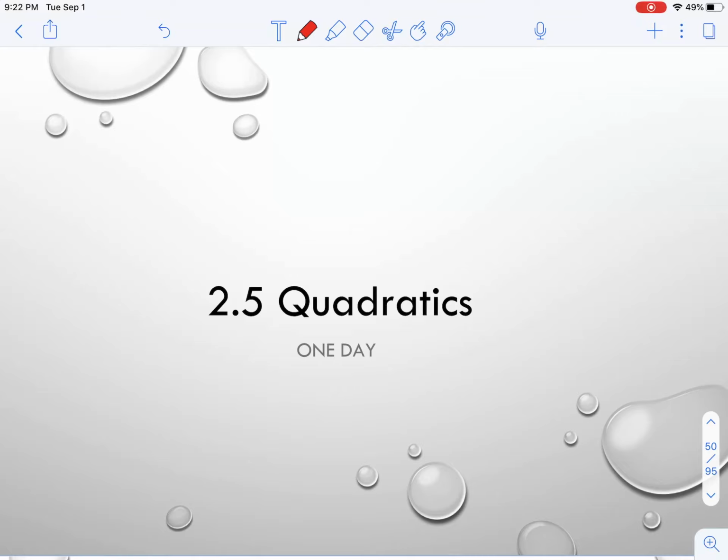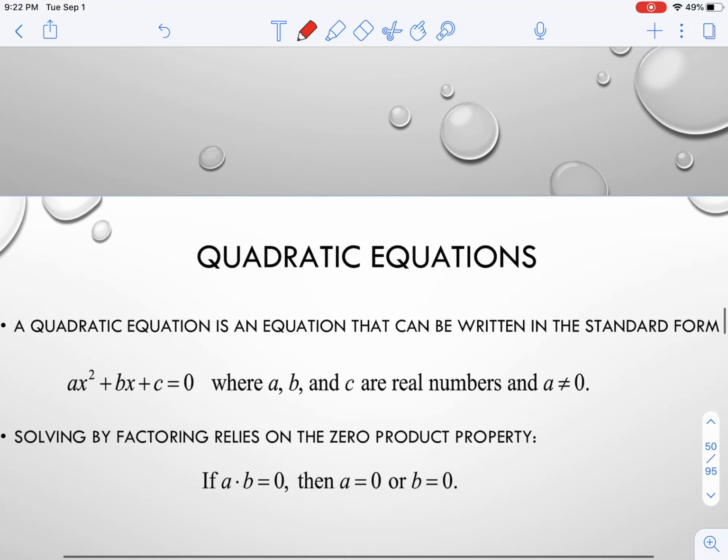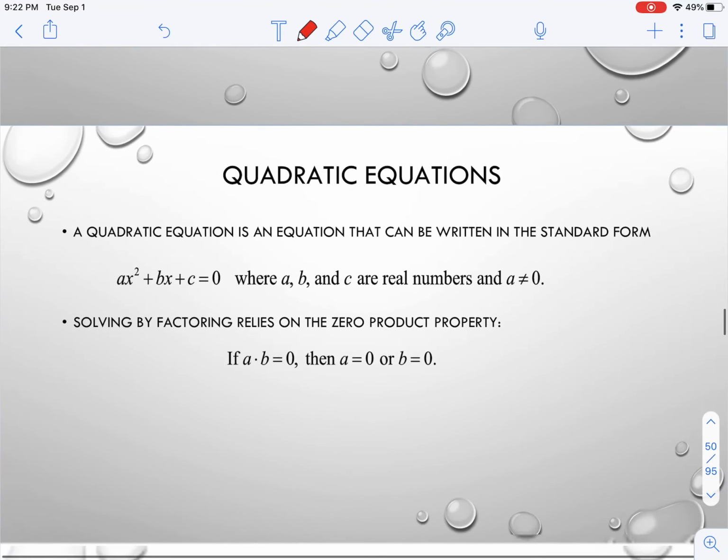Section 2.5 is going to deal with quadratic equations. For this section, I'm going to do the notes in two parts just to break it up and keep the individual videos a little bit shorter. So we're first going to look at factoring and solving equations, and we'll also talk about completing the square.